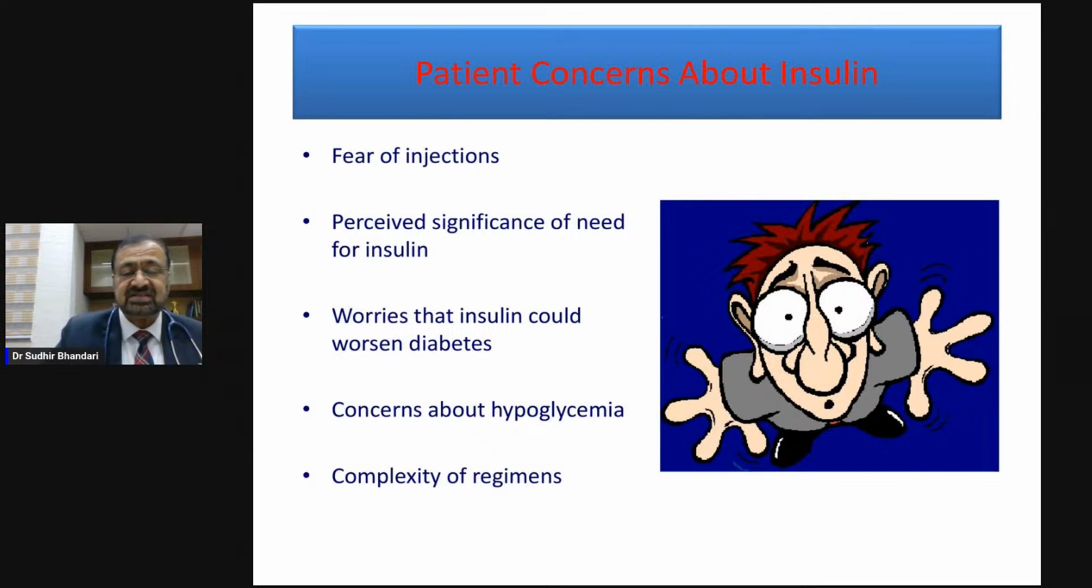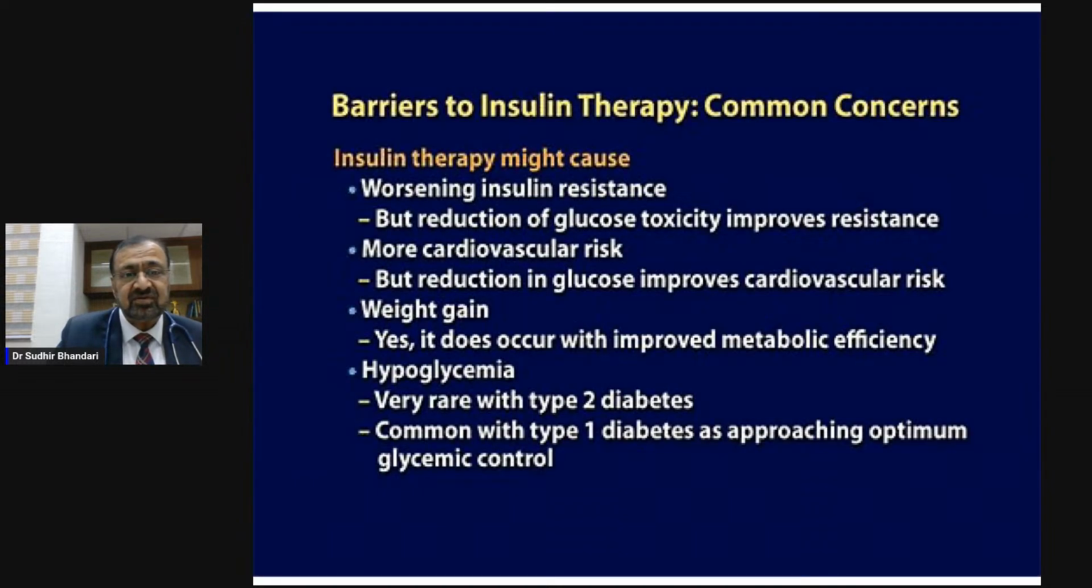Concerned about hypoglycemia, you have to be very gentle in building up the doses to prevent hypoglycemia, and complexity of regimen should be avoided. Ideally it is basal bolus, but if the patient is resistant, give premix. If the patient is still resistant, you may give at least basal insulin, so one part of the diabetes you correct very nicely. So barriers to insulin therapy are very common.